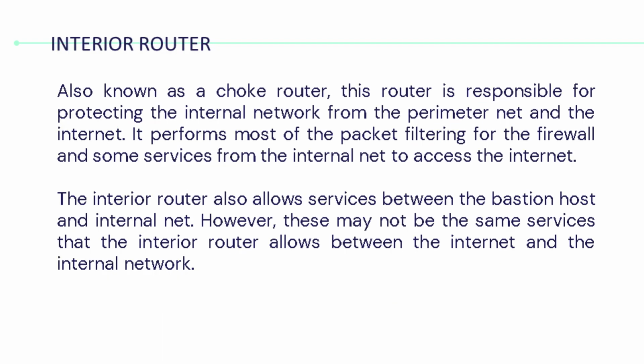Interior router, also known as a choke router. This router is responsible for protecting the internal network from the perimeter net and the internet. It performs most of the packet filtering for the firewall and some services from the internal net to access the internet. The interior router also allows services between the bastion host and internal net. However, this may not be the same services that the interior router allows between the internet and the internal network.